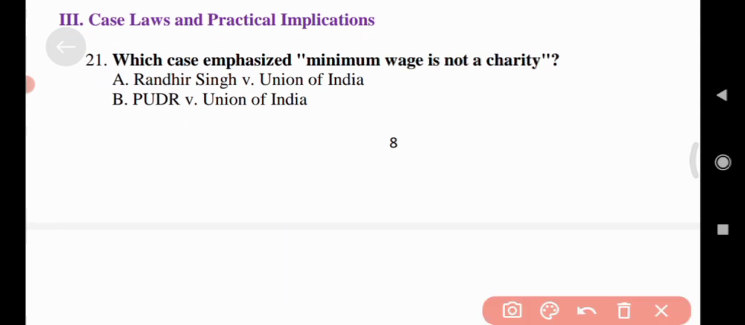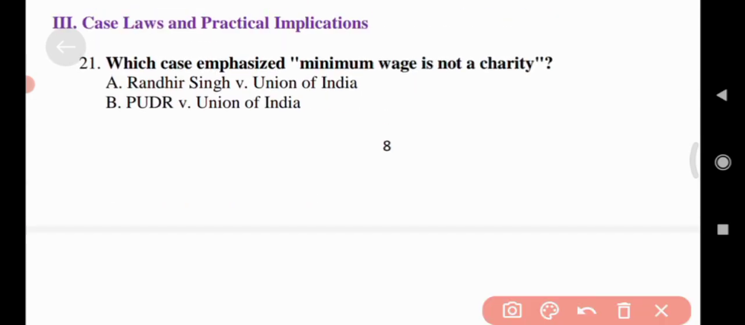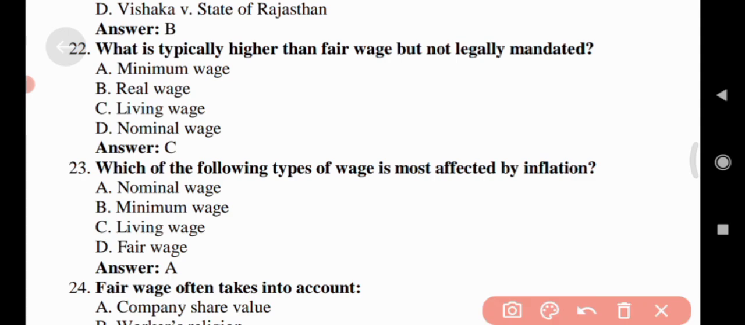Case laws and practical implications. Which case emphasized minimum wage is not a charity? Option B, PUDR v Union of India. What is typically higher than fair wage but not legally mandated? Option C, living wage. Which of the following types of wage is most affected by inflation? Option A, nominal wage.